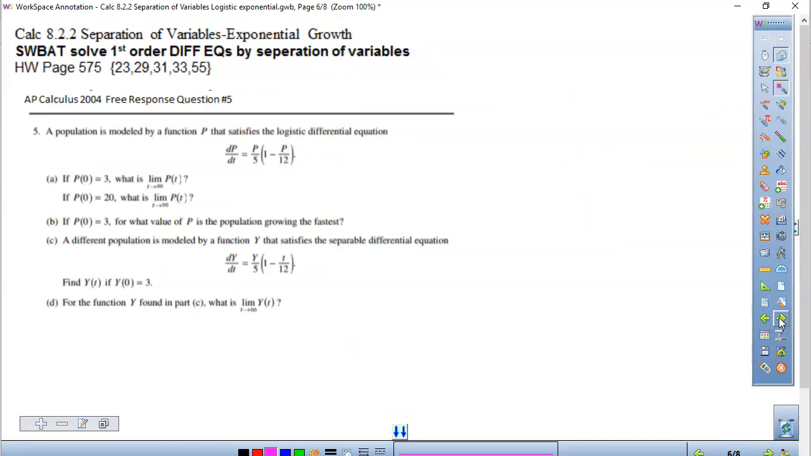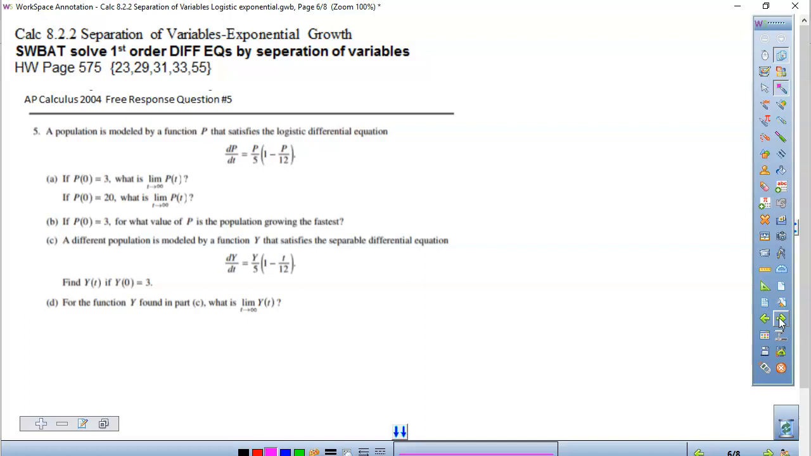Yes, it is an AP question. This is from the 2004 free response question number 5. Hold on just a second, I want to make sure I get through this. A population is modeled by this function. This looks exactly like what we just had, and I could look at this right now and tell some things immediately.